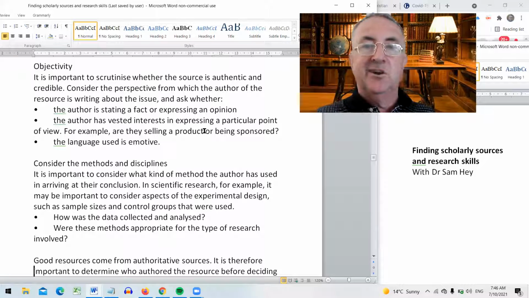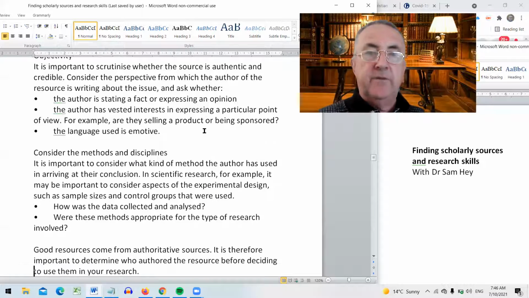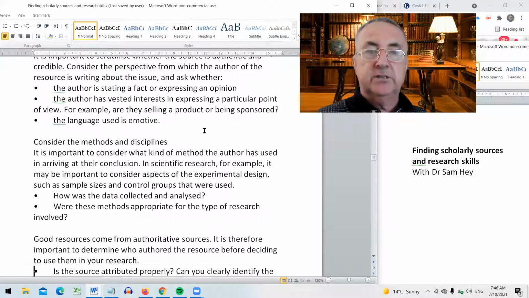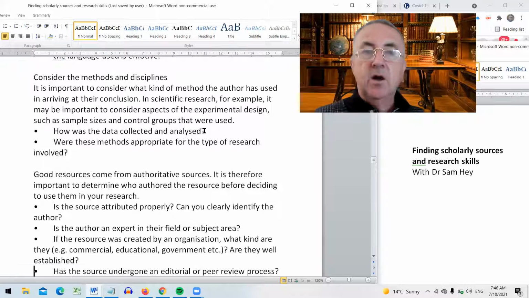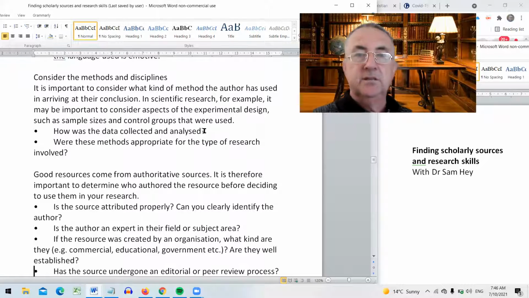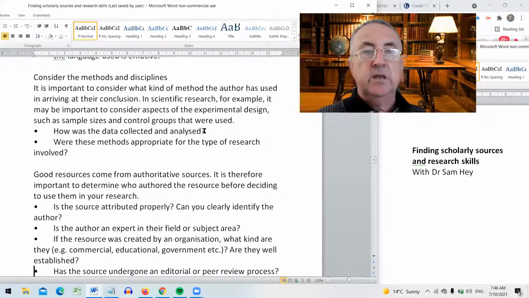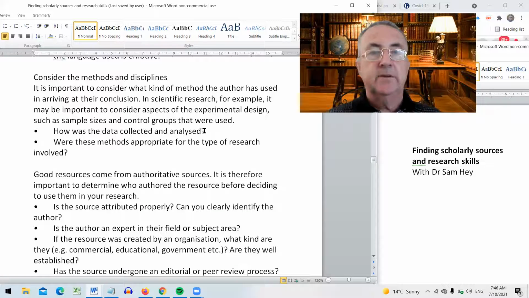I encourage you to be objective, that is, to scrutinize whether the source is authentic and credible, written by scholars using sound evidence and methods, and to think about whether the author is stating a fact or an expression of opinion, or whether they've got a vested interest that they're trying to push and they're using emotive language. I encourage you to consider the methods and disciplines that have been used to study in the writing of the book or article.